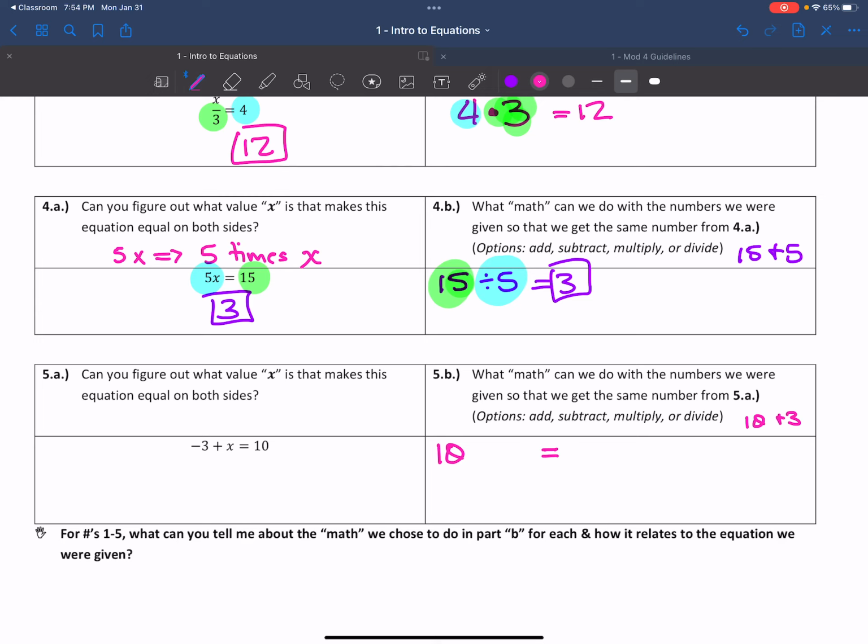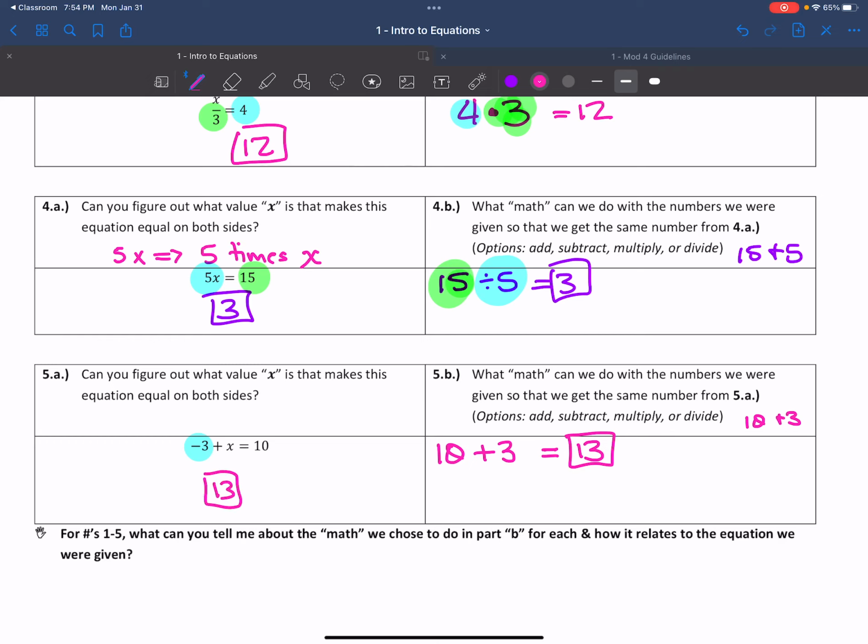Now, in this case, we have a negative 3. And we were doing the opposites in every other problem. So what's the opposite of a negative 3? Well, it's a positive 3. And 10 plus 3 is 13. And 13 is the answer.